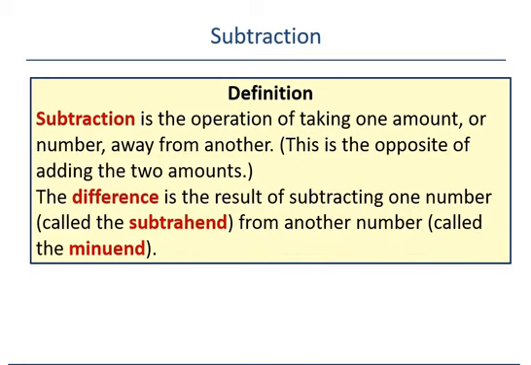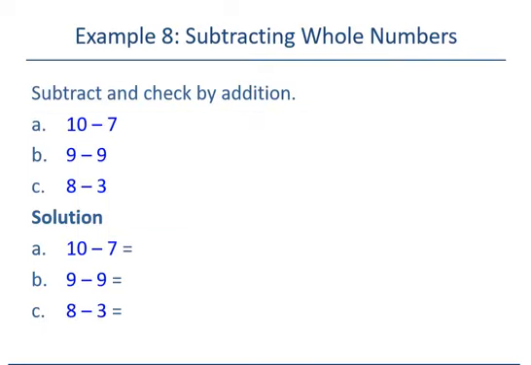Okay, let's look at some of these. We've got 10 minus 7, and then we can check it. Well, 10 minus 7, that's going to equal 3. Then 9 minus 9, that's going to equal 0. And then 8 minus 3, that's going to equal 5.